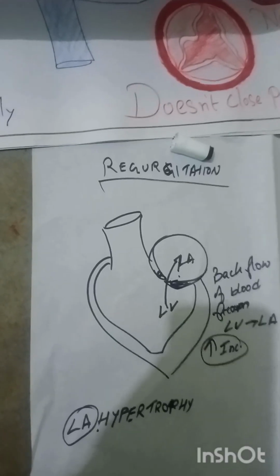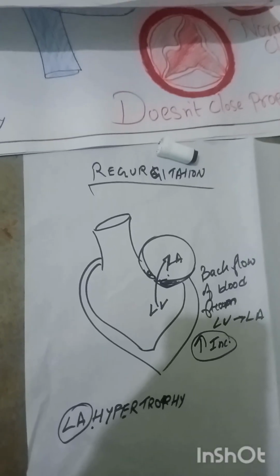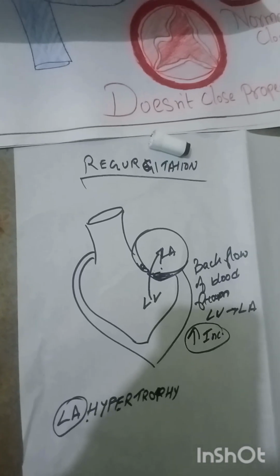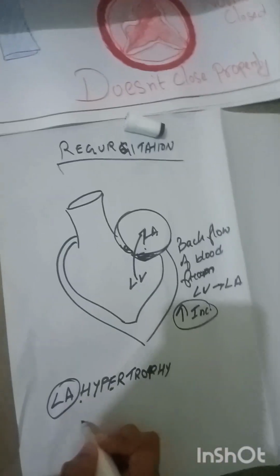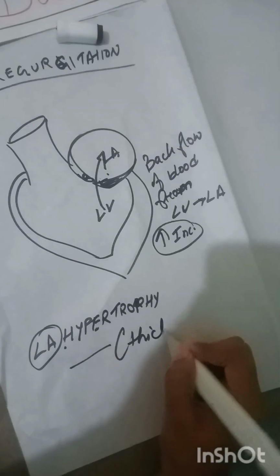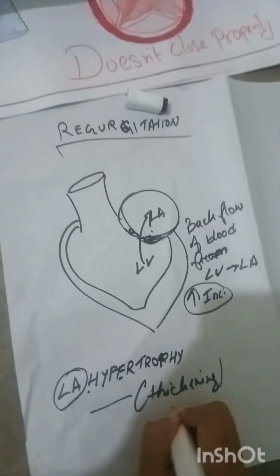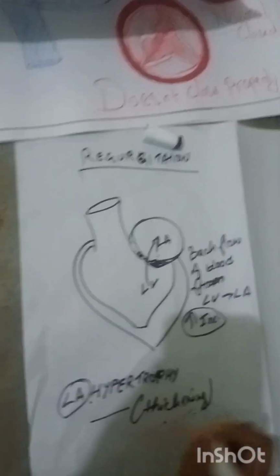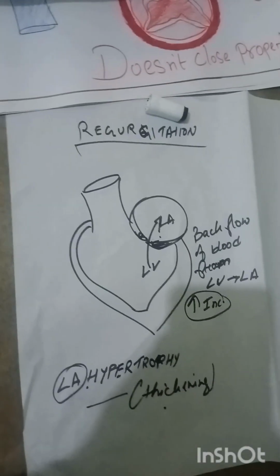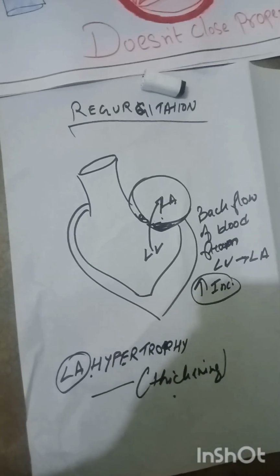After that, because of that backflow of blood, there is an increase in left atrial pressure, and because of that we can see hypertrophy, that is, thickening of the muscles of the left atrium. And after that thickening of muscles, we can see increased ventricular pressure because there is backflow.